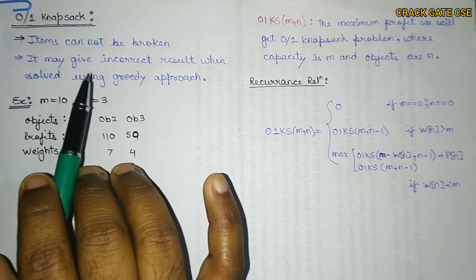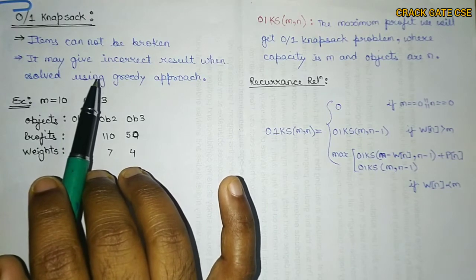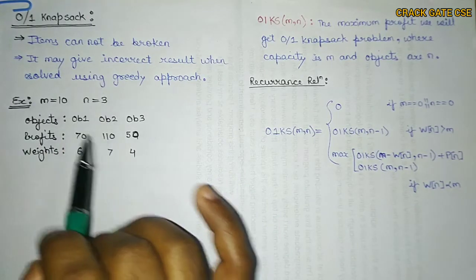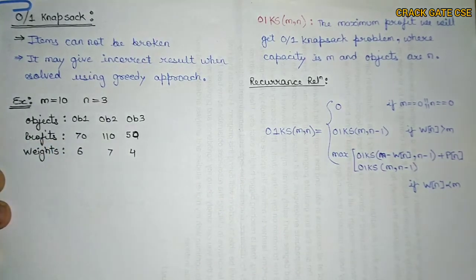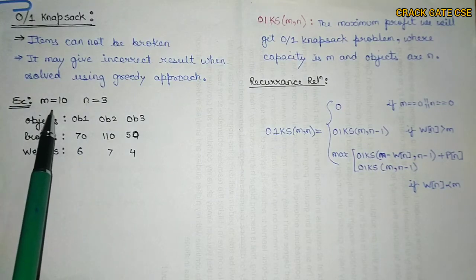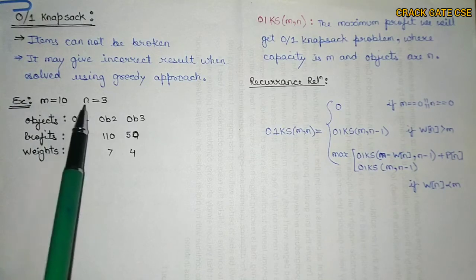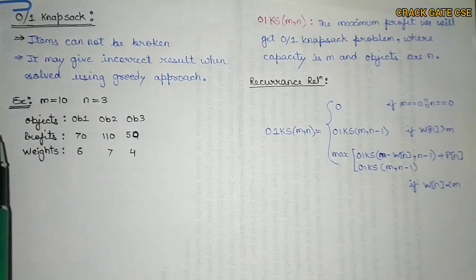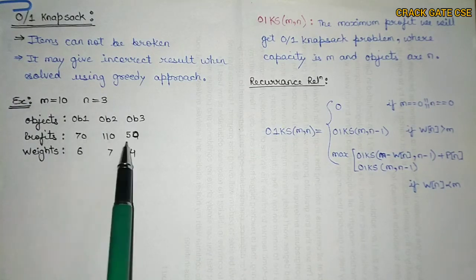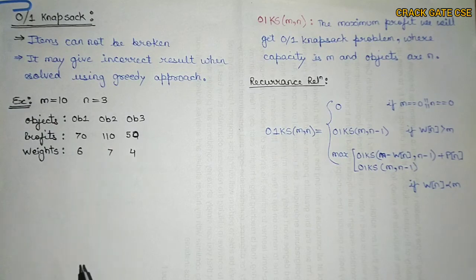Now let's try to understand what can happen if we solve it using the greedy approach. This is an example I have, and M is nothing but the bag capacity. So M is 10, the capacity is 10, and N is 3, the number of objects. I have the objects, profits and weights. So this is the information.